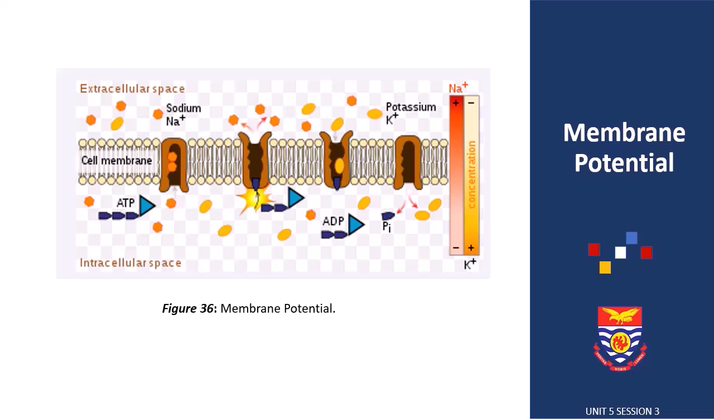However, the membrane is more permeable to potassium ions than to sodium ions. So the amount of potassium leaving the cell is greater than the amount of sodium entering it. Because of this, there is a net negative charge on the inside of the cell membrane and a net positive charge on the outside. In this situation, the membrane is said to be polarized.